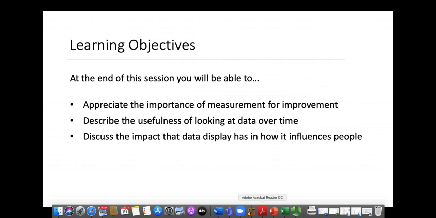At the end of this session, you'll be able to appreciate the importance of measurement for improvement, to describe the usefulness of looking at data over time, and to discuss the impact that data display has in how it influences people.